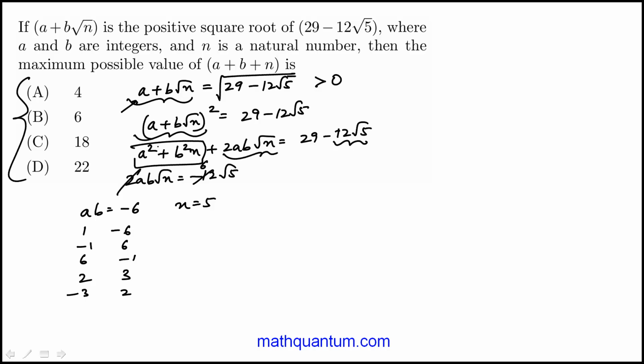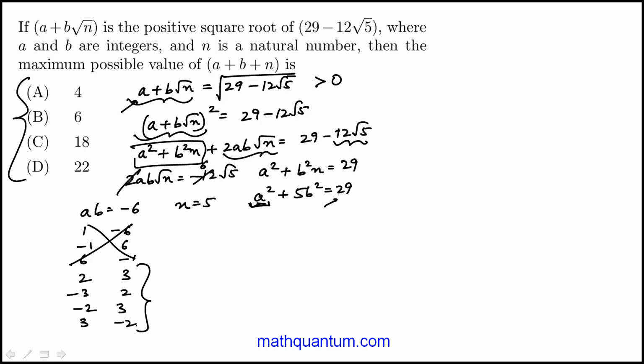we also know that this piece, a squared plus b squared n, is equal to 29. So n is 5. So we'll try some numbers here. Clearly, it can't be any of the 6's here, because if we do 6 squared, that's going to be 36, and that will exceed 29. So we're only looking at the 2, -3, -3, 2, and then -2, 3, and 3, -2. Really just these pairs.